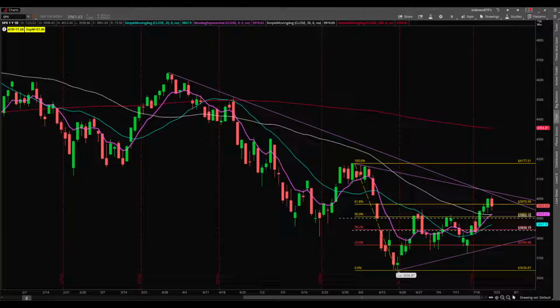Alright, this is my attempt to show what I see, what's going on in the market. I want to start with the daily SPX chart.